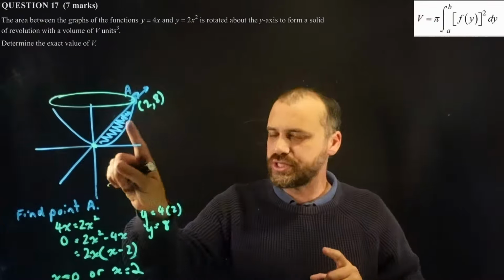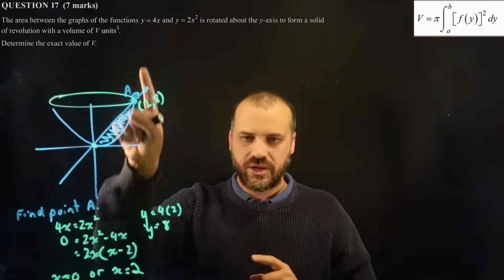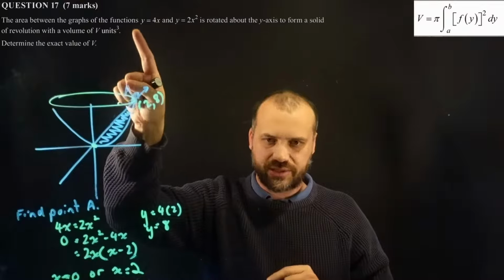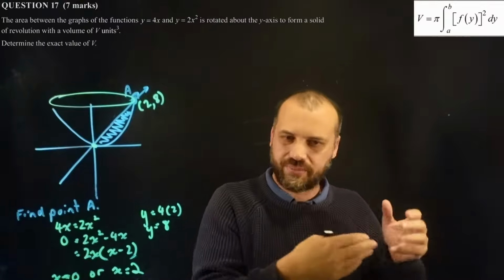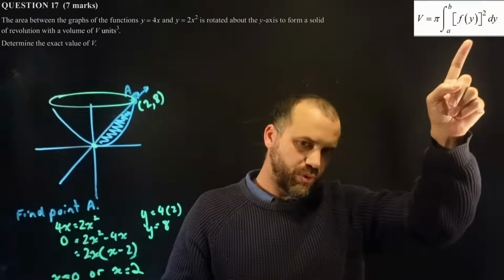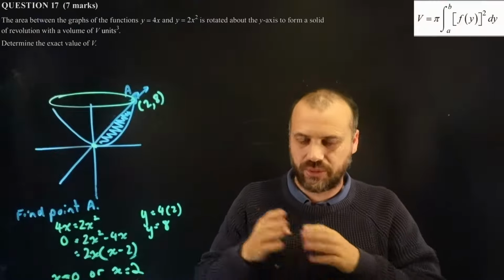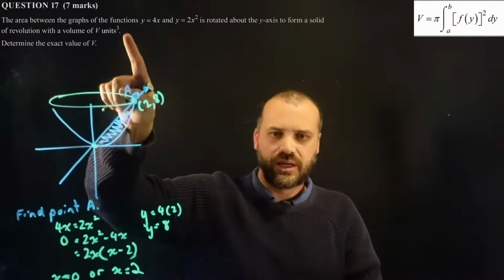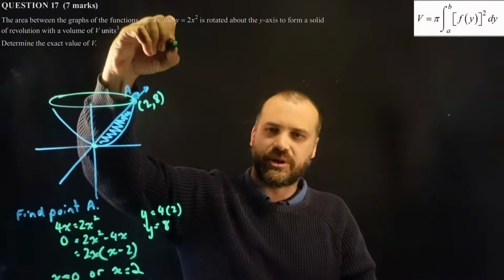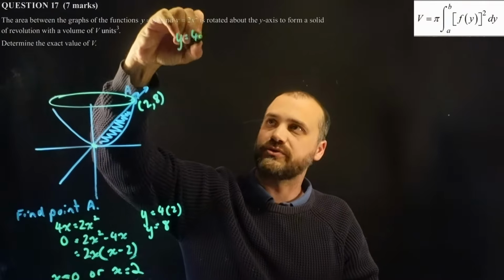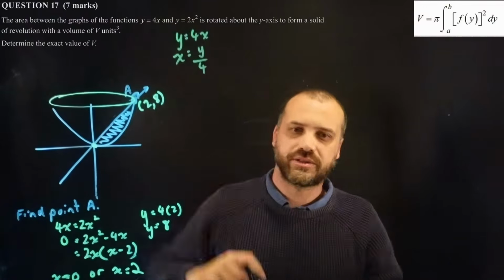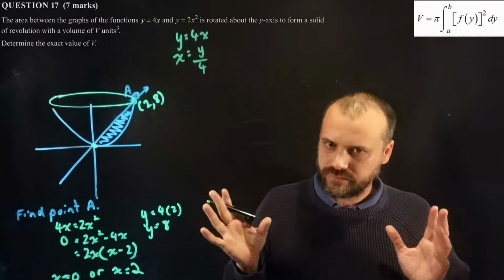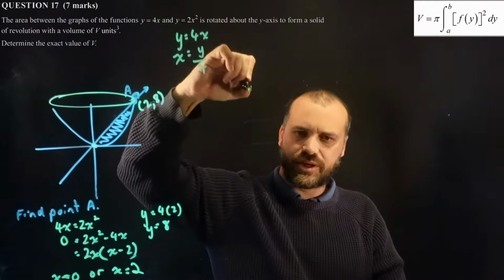Now, because we're rotating around the y-axis, we don't want functions of x. We don't want y equals 4x, y equals something. We want functions of y. We want x equals something. So let's rearrange these. My first one to rearrange is y equals 4x. That's easy enough. x is equal to y over 4. Easy. The next one, let's rearrange that one.